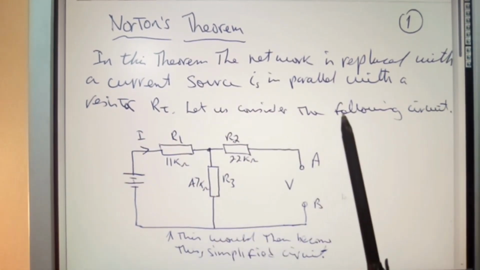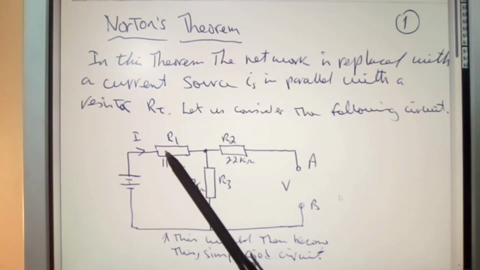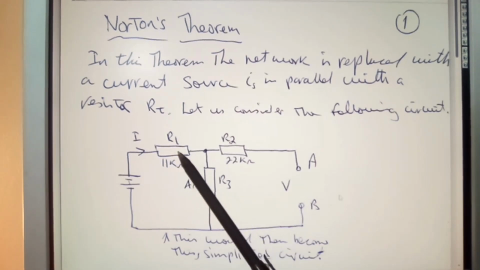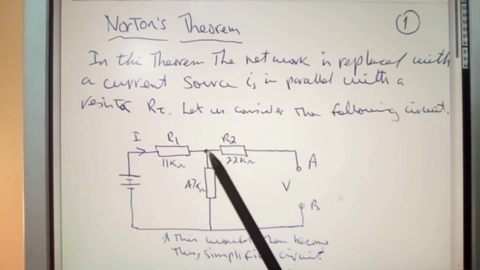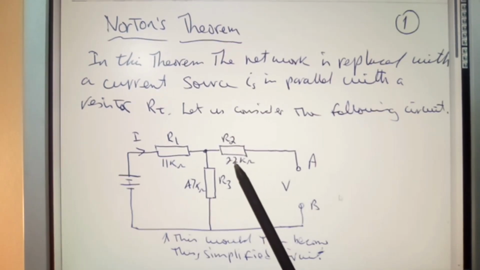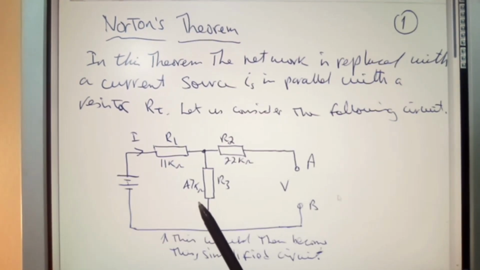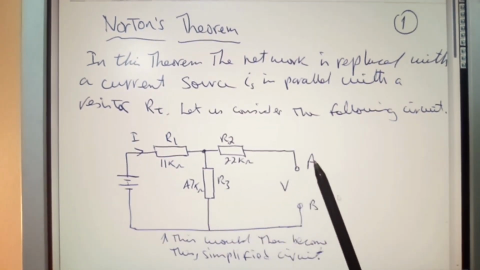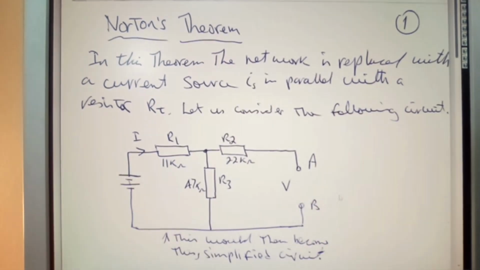Let us consider the following circuit. And here you need to draw out your circuit, R1, R2, R3. Now here we have R1, which is 11,000 ohms, R2 at 22,000 ohms, and R3 is 47,000 ohms. And we have terminals A and B. Okay, we have our source supply here.